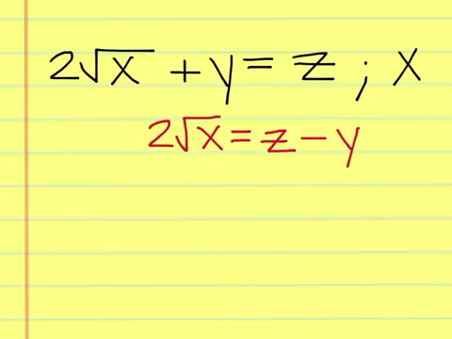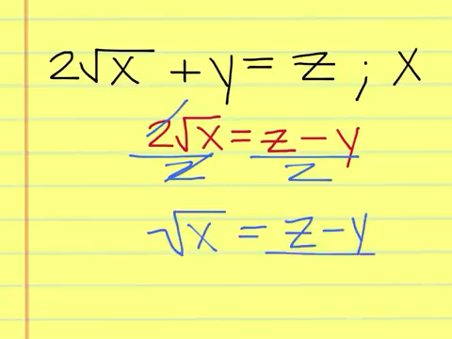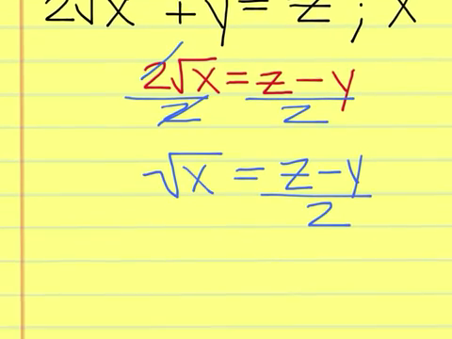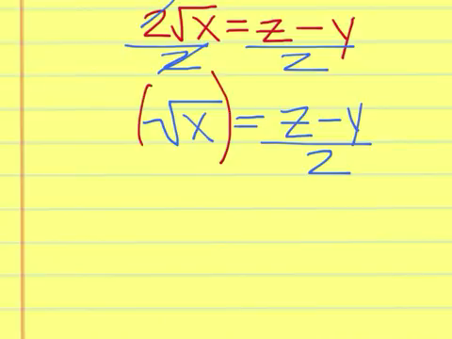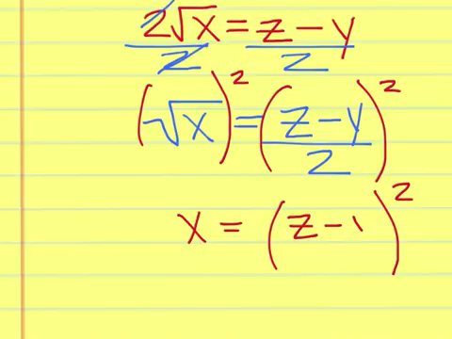You cannot do anything with the x yet until you get rid of the multiplication by 2. So divide both sides by 2 to get this. Now, to undo the square root, you must square both sides, which will give you x equals the quantity squared of z minus y over 2.